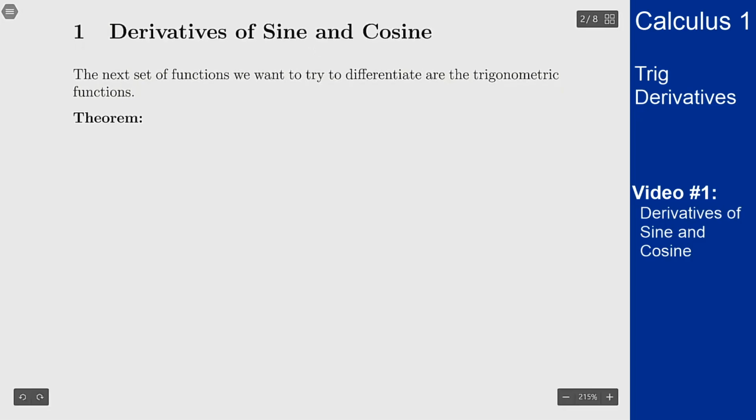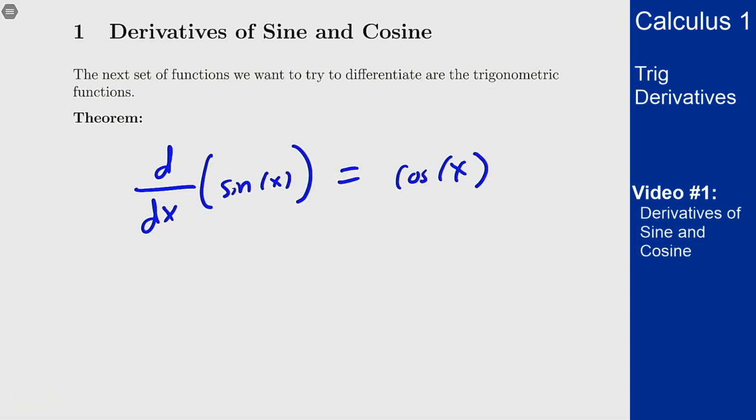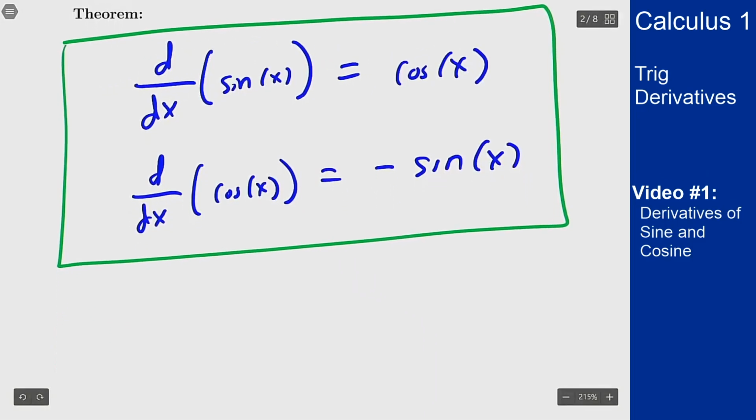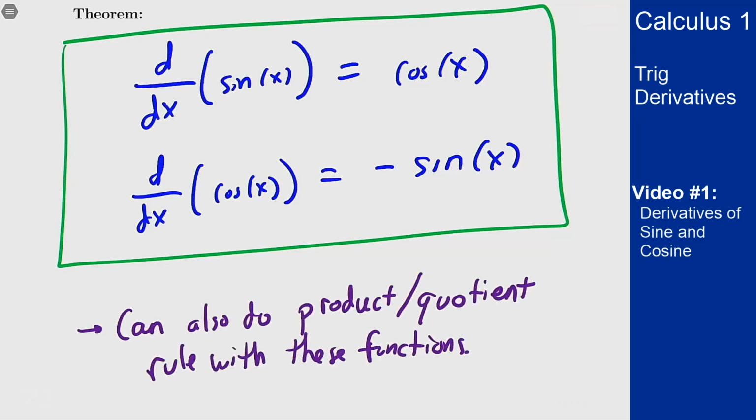And the results we get from all of this are the following. If I differentiate the sine function, I get cosine. And if I differentiate the cosine, I get negative sine. And now that we have these, we can combine these with our other rules from before to differentiate more complicated functions. So we can do things like product rule, quotient rule, all that stuff with these functions as well. And so now we have a whole bunch more functions we can take the derivative of.